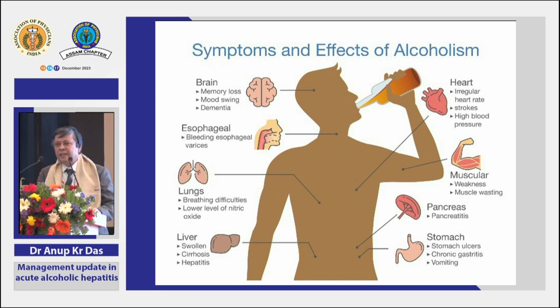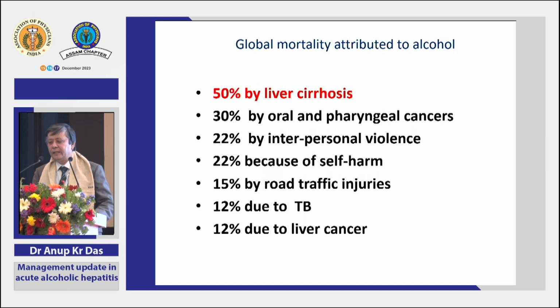These are the symptoms and effects of alcohol: brain, esophagus, lungs, liver, heart, muscle, pancreas, stomach, everything is affected. And the WHO showed us that the global mortality attributed to alcohol is highest, 50%, due to cirrhosis, compared to cancers and interpersonal violence. All the others are also effects of alcohol, but alcohol kills 50% of them by producing alcohol-related cirrhosis.